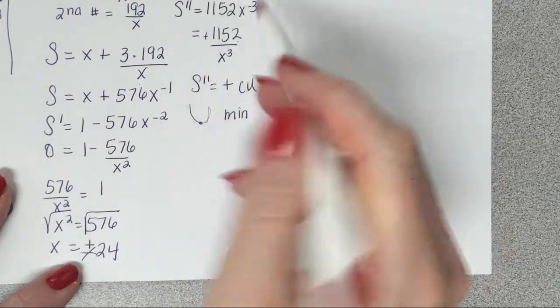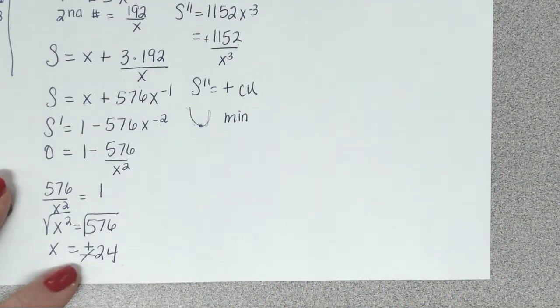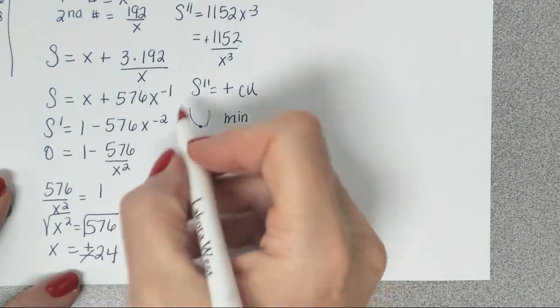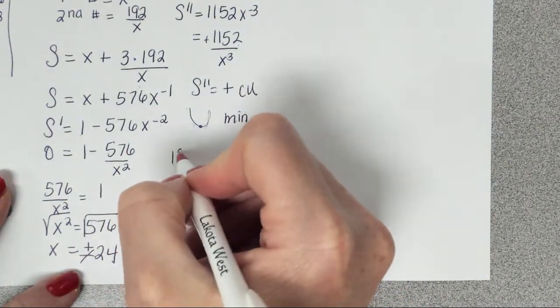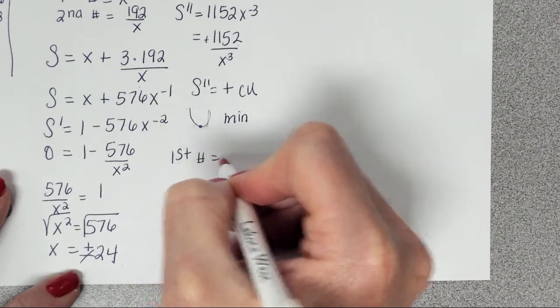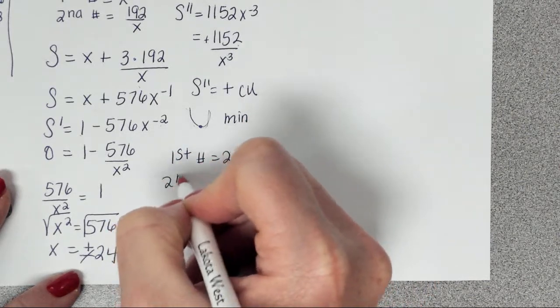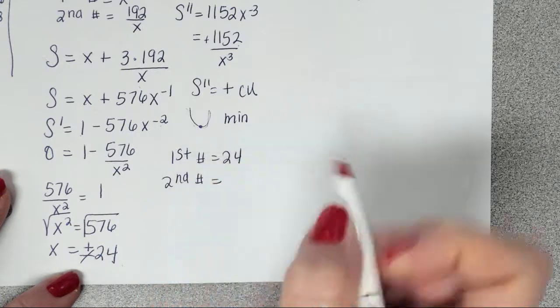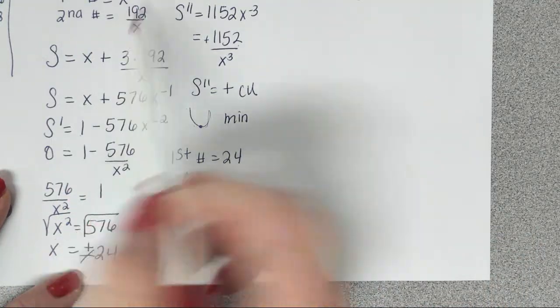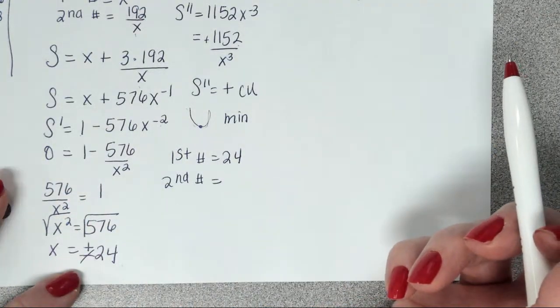And you guys don't have to do the proof on the second derivative. If I were specifically to ask you to prove it, then you would need to do that check. So anyway, our first number is going to be 24. Our second number is going to have to be 192 divided by 24.